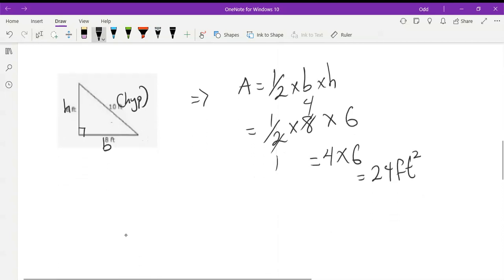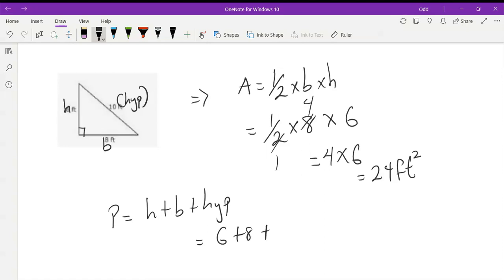And for the perimeter, we just add all the sides together. That will be the height plus the base plus the hypotenuse: 6 plus 8 plus 10. 6 plus 8 is 14, plus 10, so we have 24. Interestingly enough, the area of the triangle and the perimeter of the triangle are the same number. That's nice.